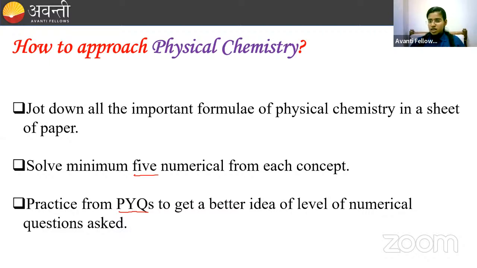So write down the formulas on a sheet of paper, then daily solve 4 to 5 problems from the concept and practice the previous year's questions. Okay, so this is all you can follow for physical chemistry.